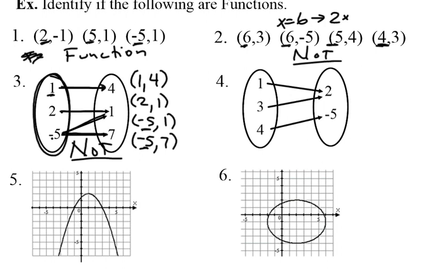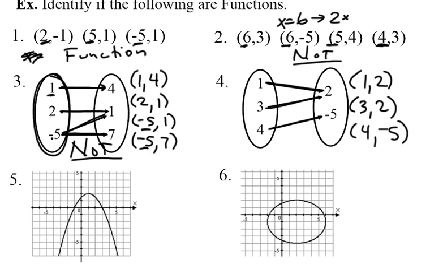Number 4, well, we have a double arrow, same as number 3. However, if we think ordered pairs, 1 relates to 2. 3 relates to 2. 4 relates to -5. Now we have y's occurring twice, but who cares? A function is dependent on the x's, and each x is occurring once, so that is a function.